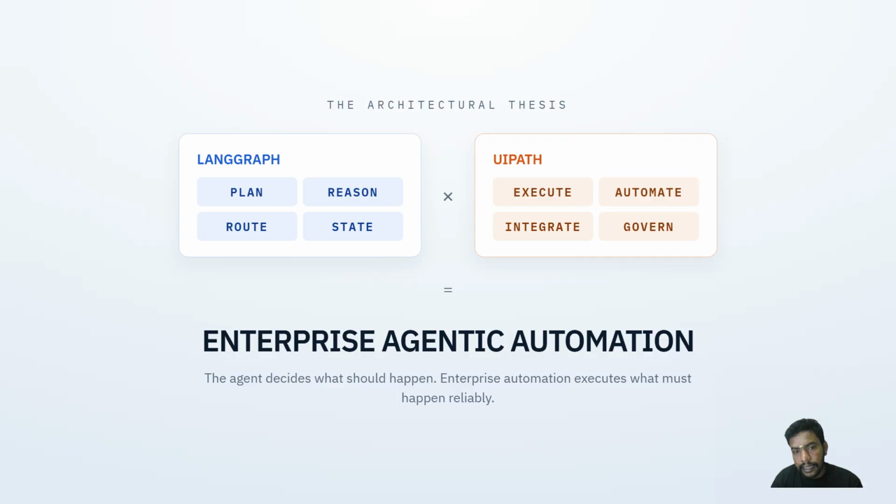The agent decides what should happen. Automation executes what must happen reliably.